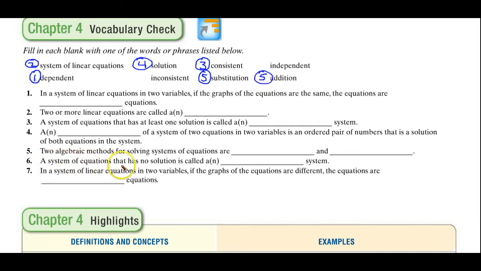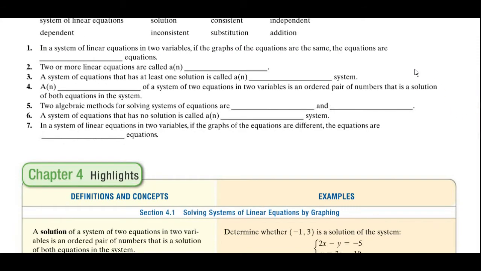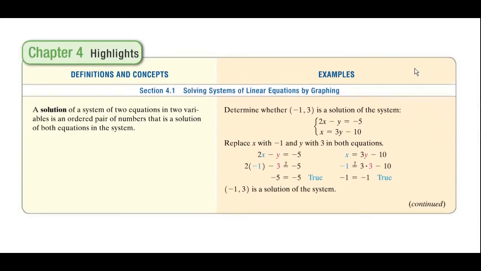Okay, a system of equations that has no solution, that would be inconsistent. And in a system of linear equations and two variables, if the graph of the equations are different, the equations are independent. All right, so that one was actually a little easier. And it helps practice our vocabulary a little bit. I don't often feature that, but we're doing that.